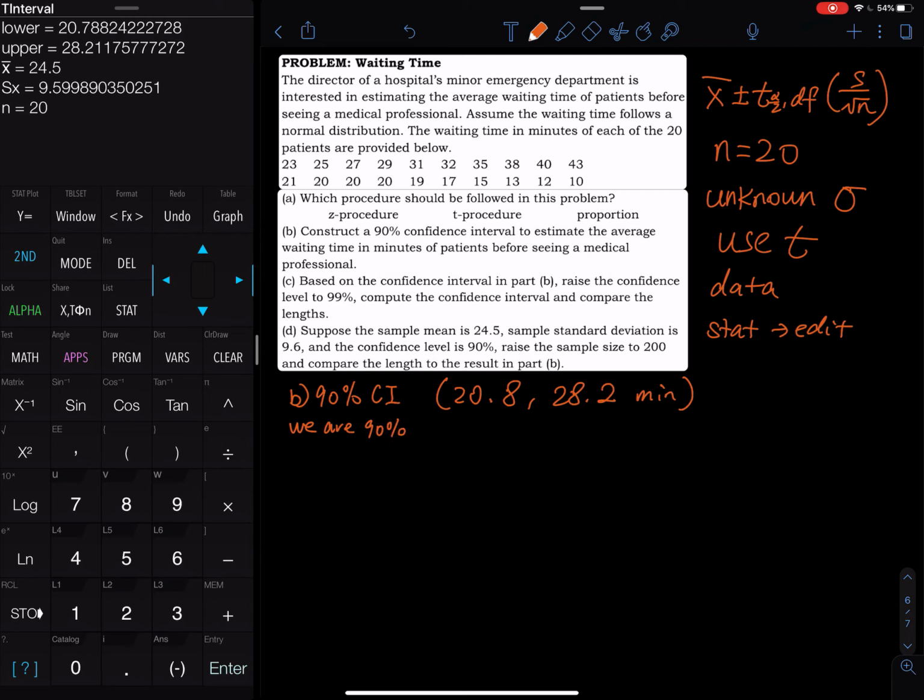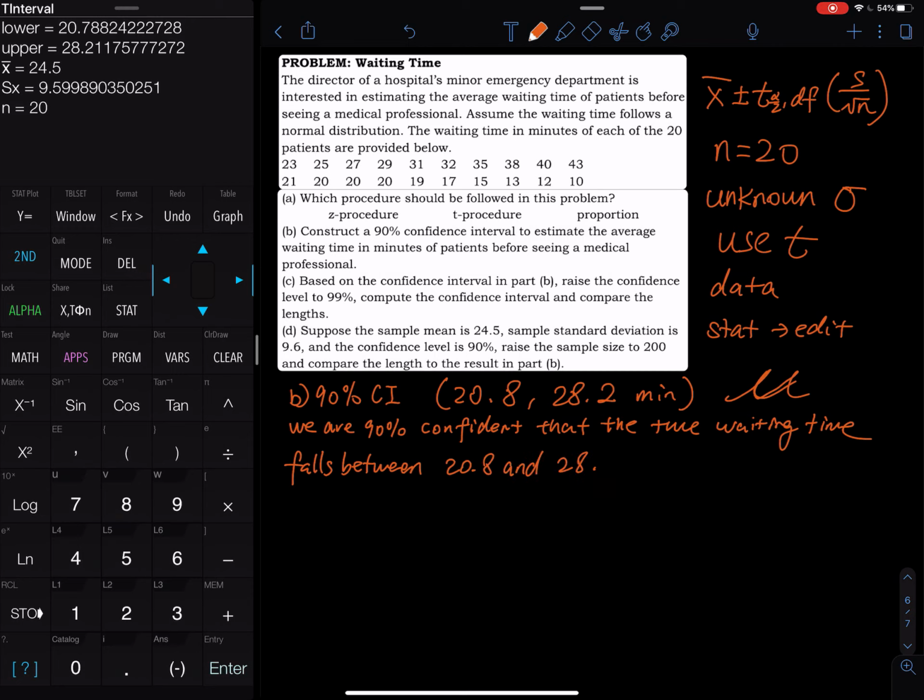So we are 90% confident that the true waiting time falls between 20.8 and 28.2 minutes. So again, a confidence interval is a type of inference.